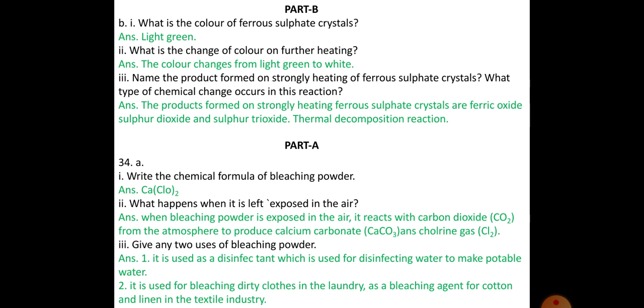Write the chemical formula of bleaching powder, that is Ca(OCl)2. What happens when it is left exposed in the air? When bleaching powder is exposed in the air, it reacts with carbon dioxide from the atmosphere to produce calcium carbonate and chlorine gas.